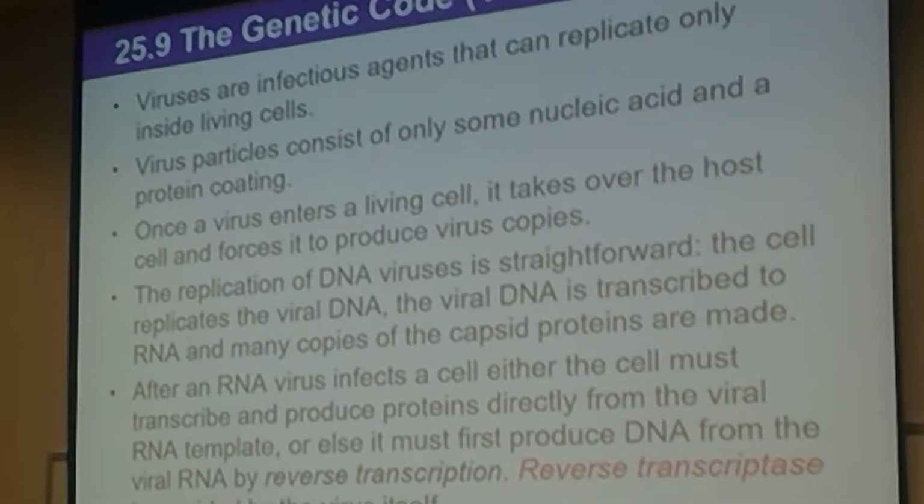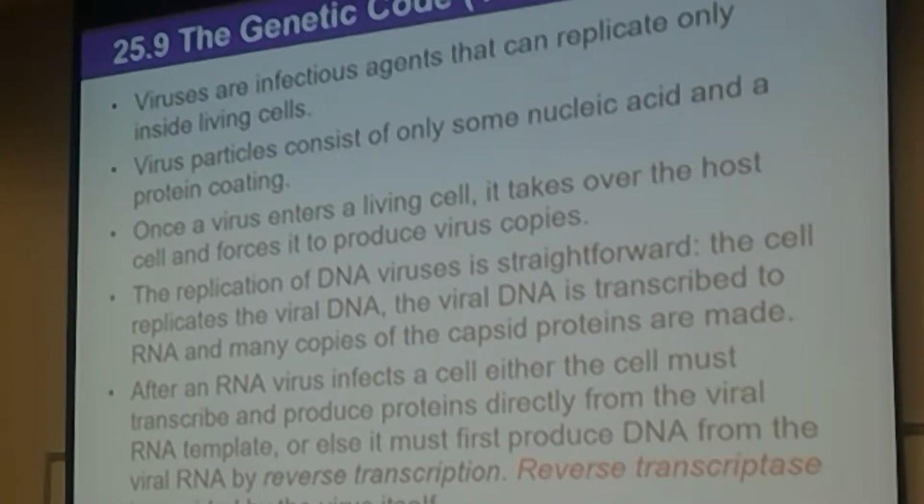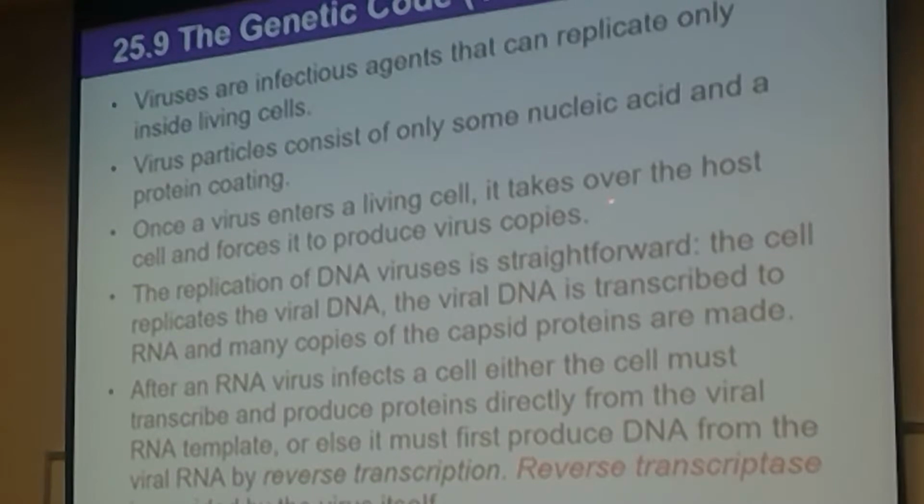They don't have any cell, any nucleus, any cytoplasm, nothing else. It's just the DNA or the RNA and a few proteins that make a coat around that DNA or RNA. Using that DNA, that's how they can infect us. So what is going to happen once a virus enters a living cell? It takes over the host cell and forces it to produce virus copies.